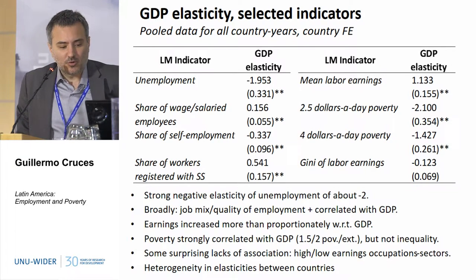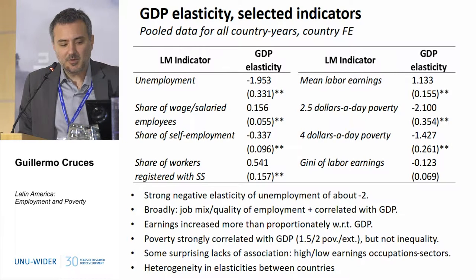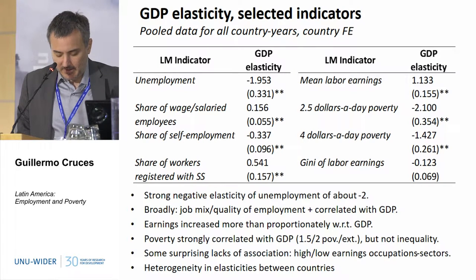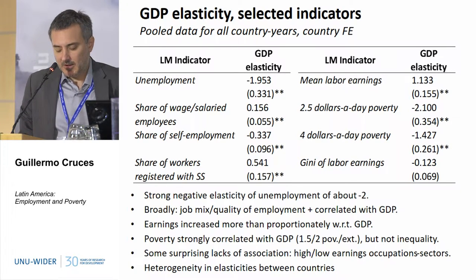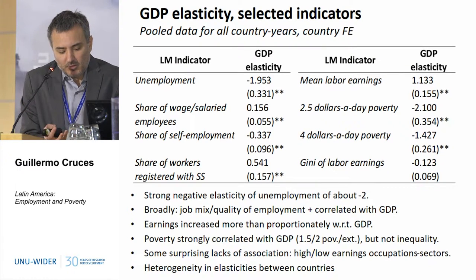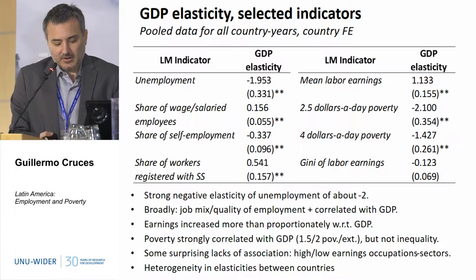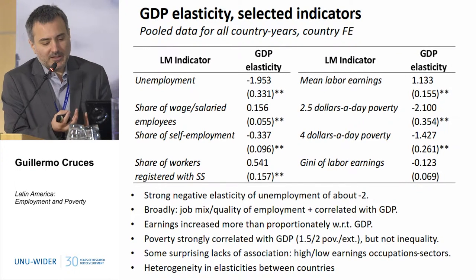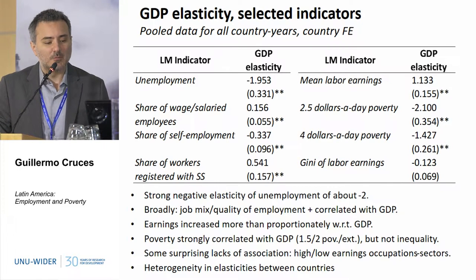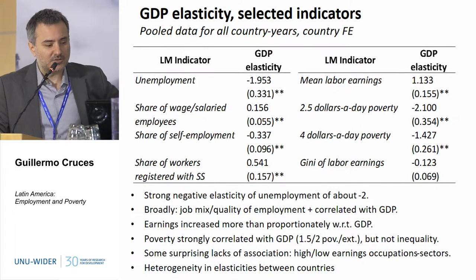And poverty is, of course, strongly correlated with changes in GDP, with a higher, and this is remarkable, a higher elasticity in absolute terms for extreme poverty than for moderate poverty, for the $2.5 poverty line compared to the $4 a day poverty line, which means that growth was really successful in lifting the earnings at the bottom of the distribution, a bit less as we move further away to the right of the distribution. And we're going to show you some evidence in this respect in 2 minutes.